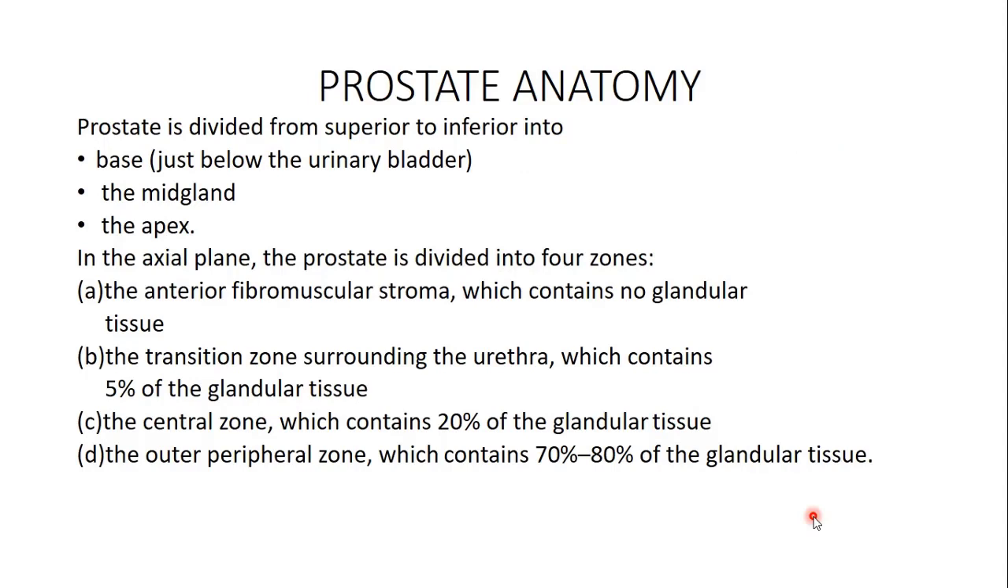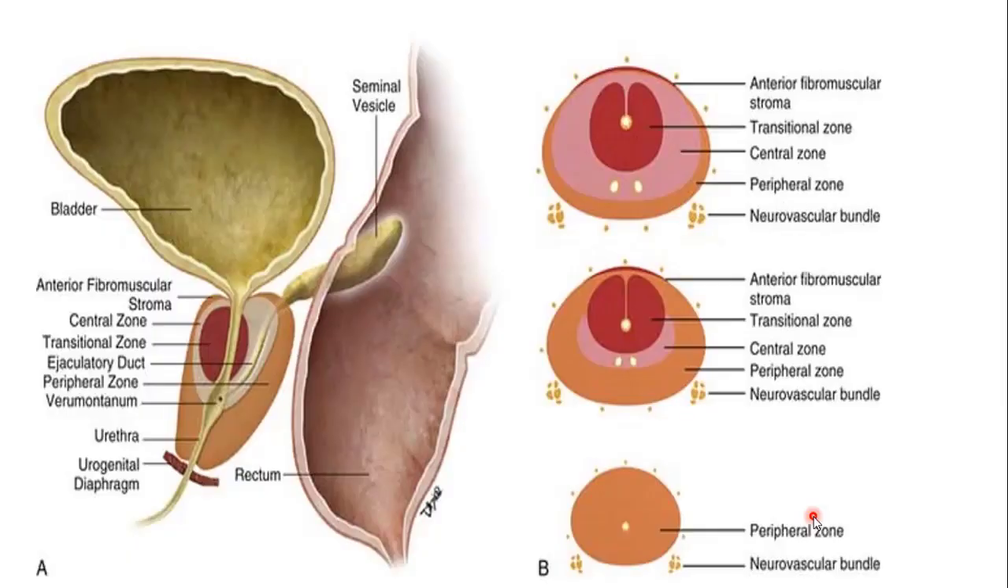Prostate anatomy. From above down, the prostate is divided into base, midgland, and apex. In the axial plane, the prostate has the anterior fibromuscular stroma, which contains no glandular tissue, the transitional zone, the central zone, and the outer peripheral zone. In this image, this is the peripheral zone, and this is the central gland. From above to downward, this is the base of the prostate gland, this is the midgland, and this is the apex. Here we can see that the peripheral zone increases from above downward. Moreover, neurovascular bundles are present on the lateral side of the prostate gland.